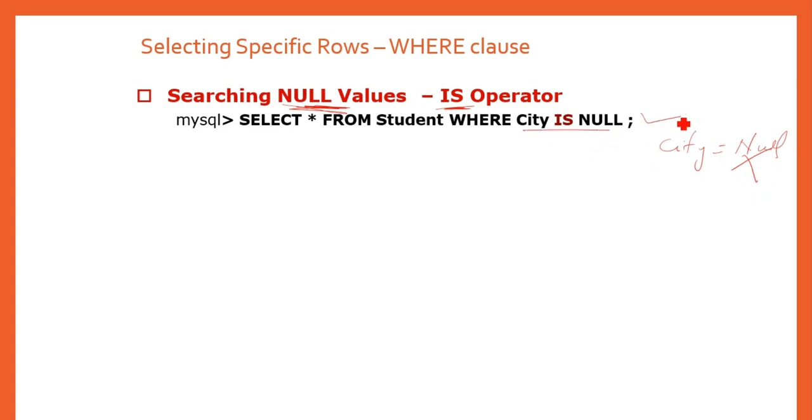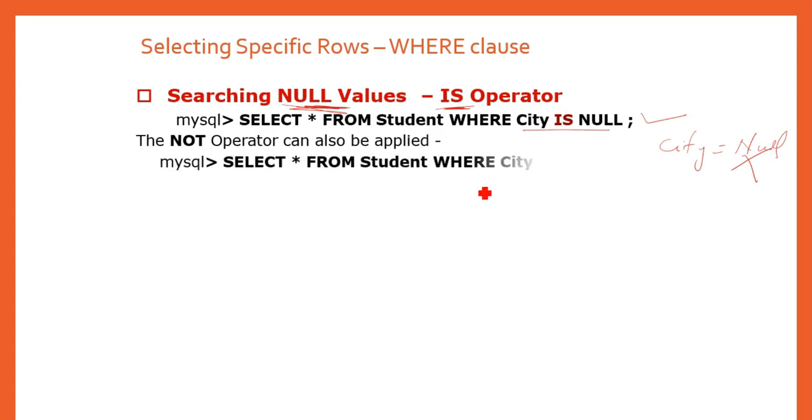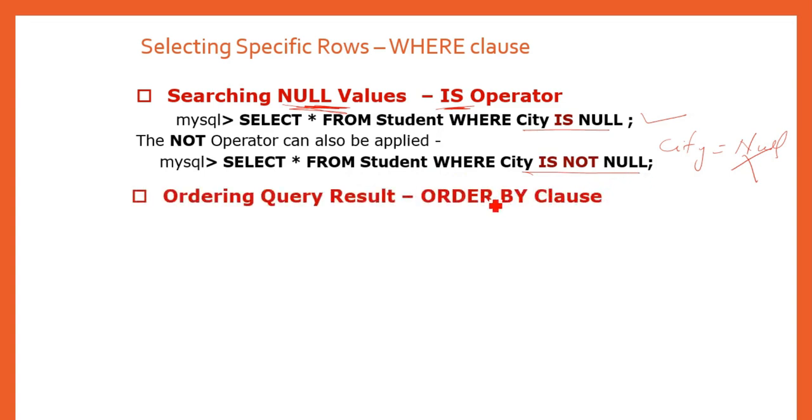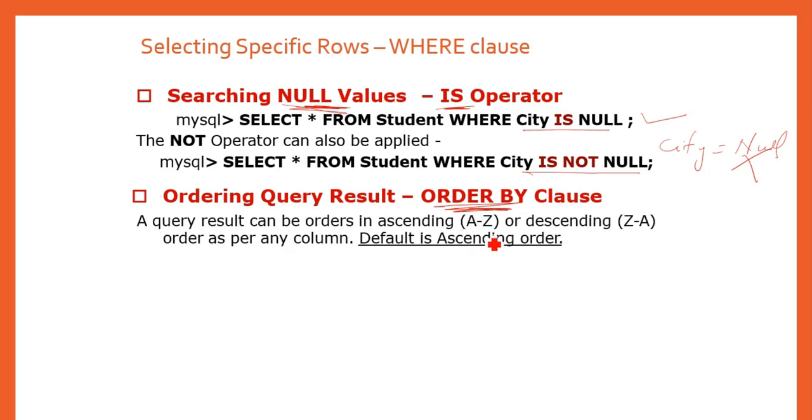Okay. Next, the NOT operator can also be applied. For example, select asterisk from student where city is not null. Now ordering, that is how to arrange the data. To arrange the data we use ORDER BY. With order by, we can arrange the data either in ascending order, that is A to Z, or descending order, Z to A. And by default it arranges the data in ascending order.